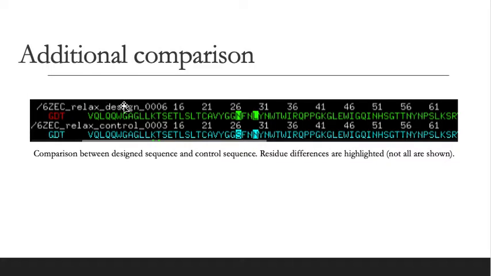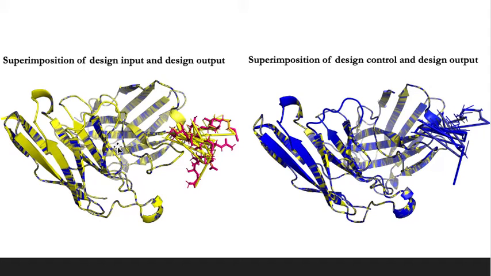This is the design, and this is the control. And there's substitutions here. There's a few other substitutions, but these are the ones closest to the beginning of the sequence. And superimposing the design input and output. Again, the design input was basically the standard docked pose obtained from pre-Teleris 2014.